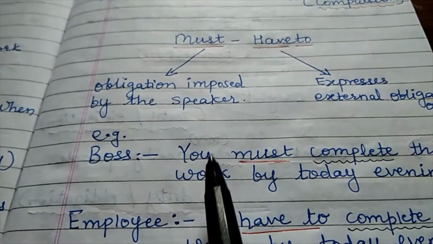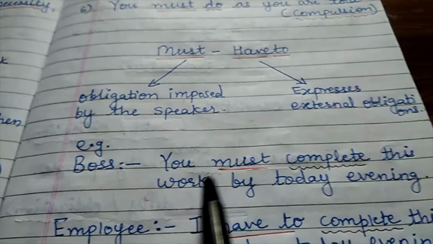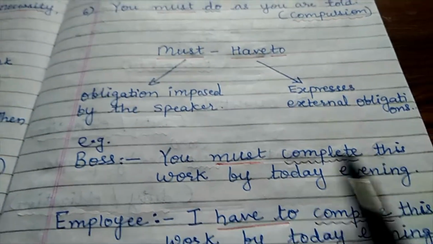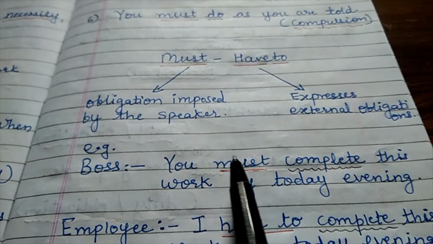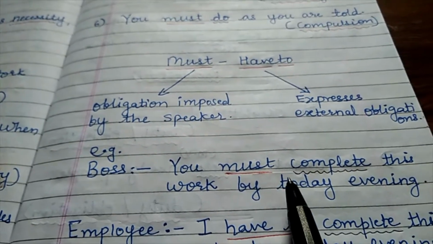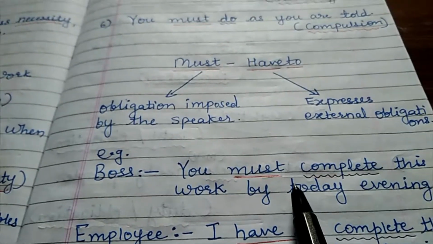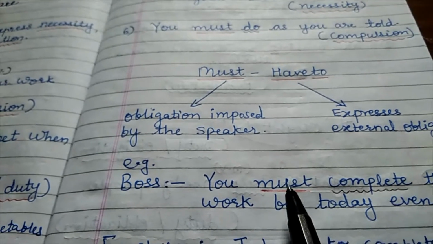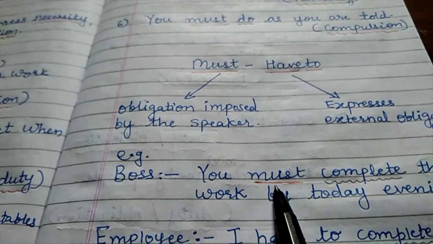For example, boss said, you must complete this work by today evening. Means from this example, it is understood that somebody has to complete work by today evening. Means it is obligation given by the speaker. So must modal auxiliary is used.